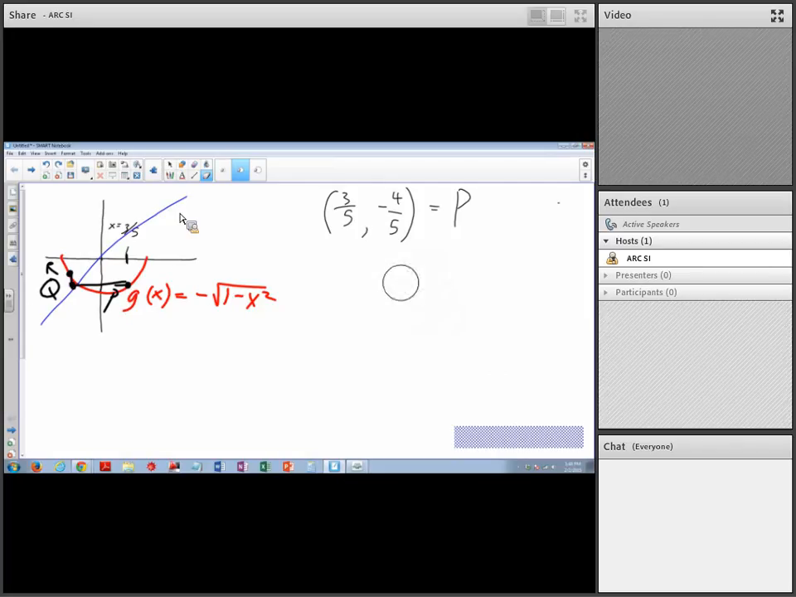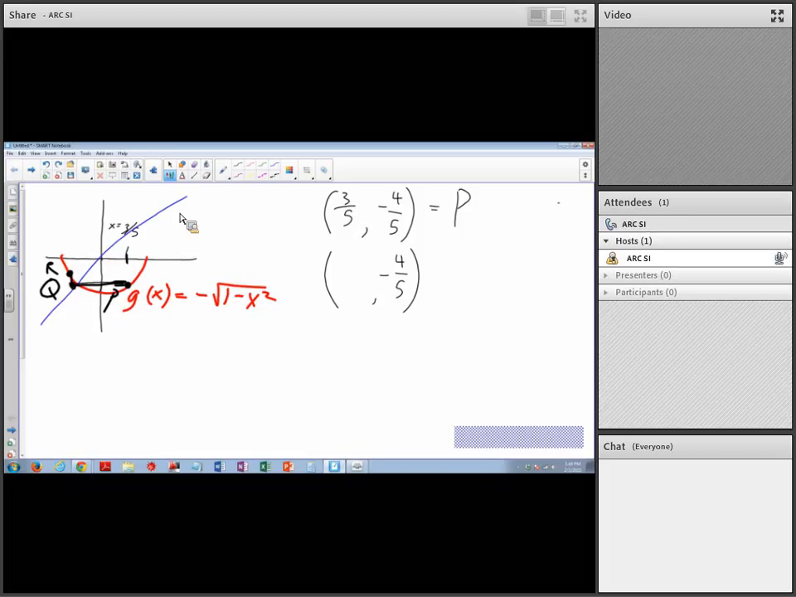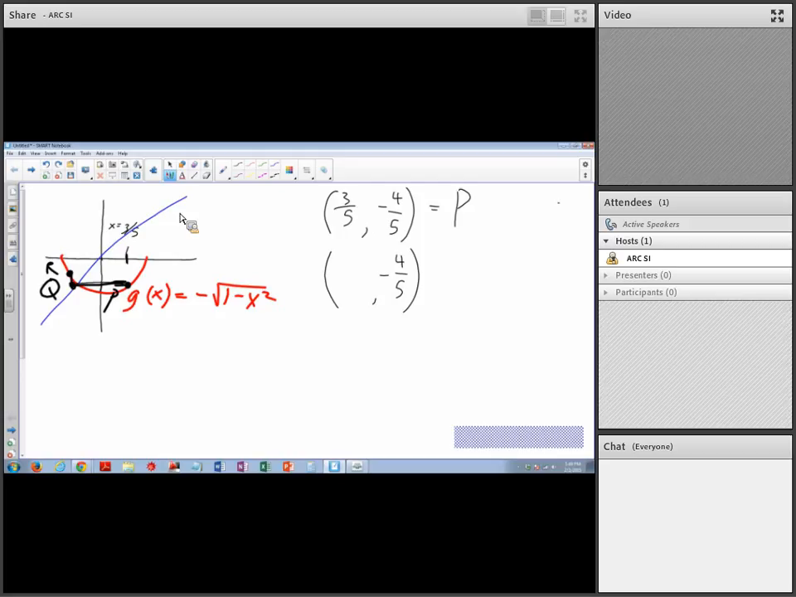Good. Okay. So now what are the coordinates of Q? Q has the same Y as P, so negative 4/5. And for X, Q is on the line Y equals x, so then it's also negative 4 fifths.